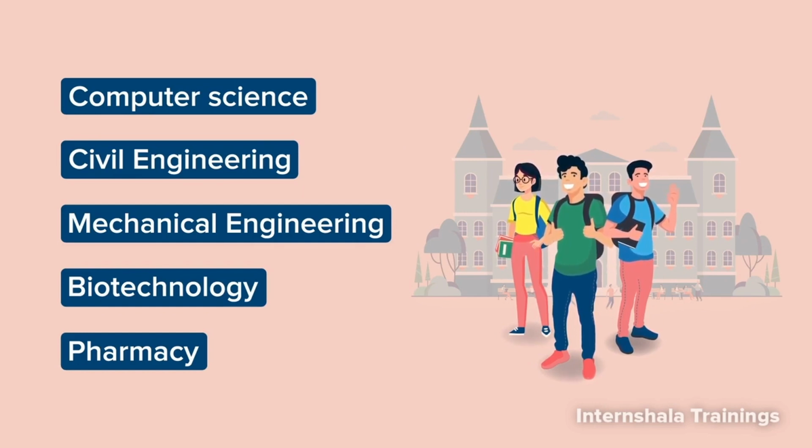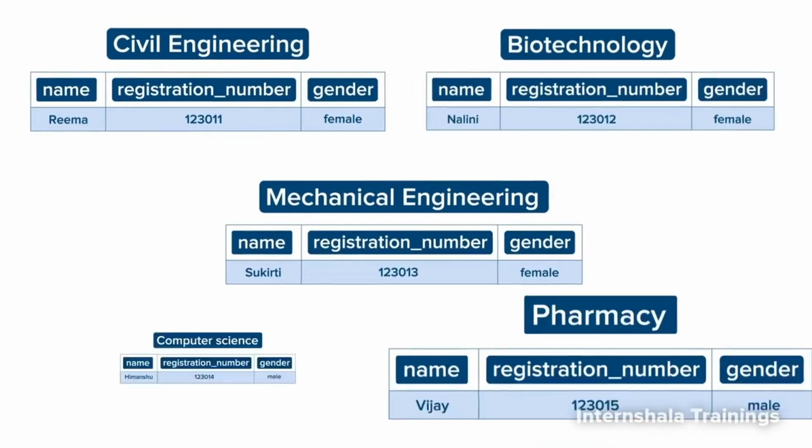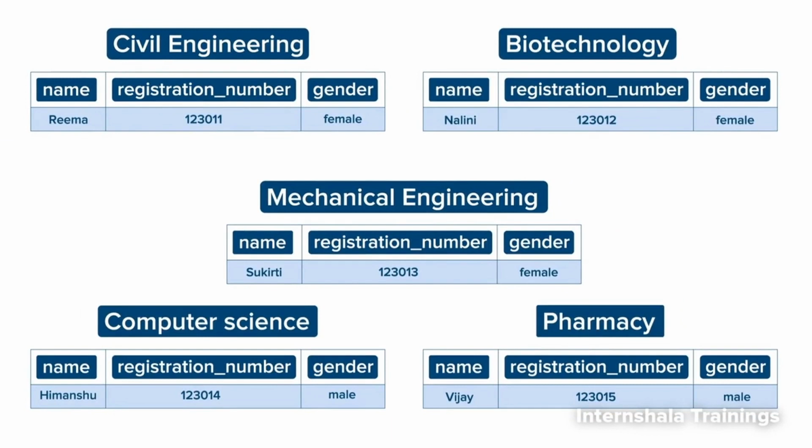Pause the video and think about how you would store this information using a table. You might have thought of creating different tables for different departments, such as a table for civil engineering, another table for mechanical engineering, and so on and so forth. But this approach is not the best way to store the information.